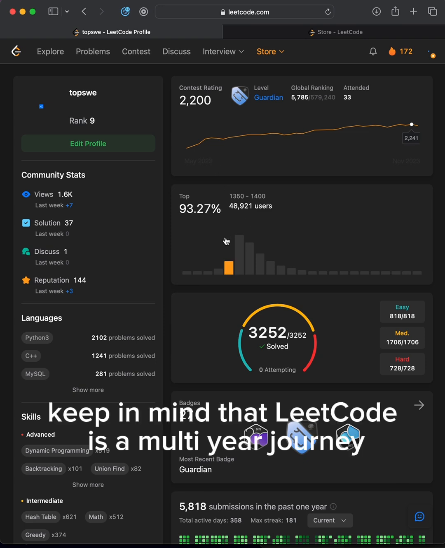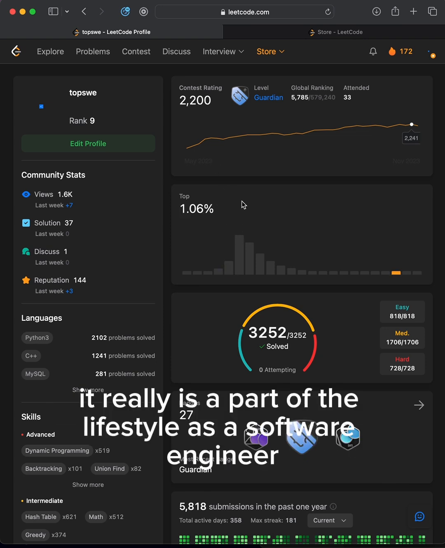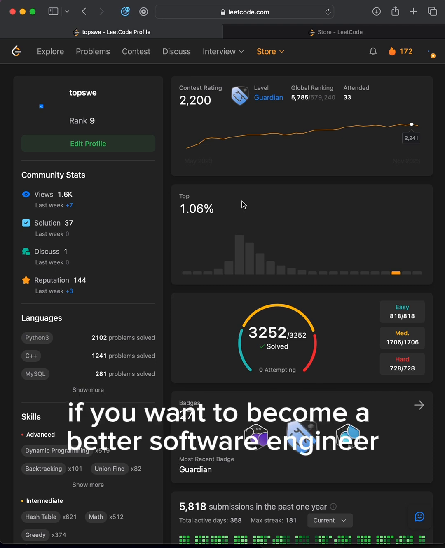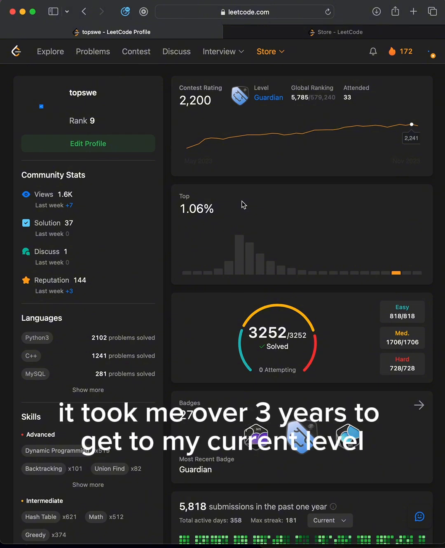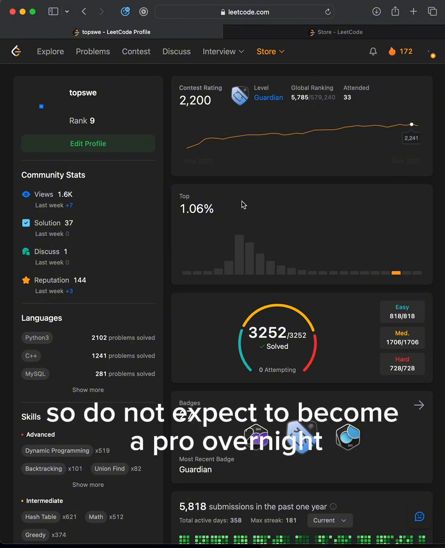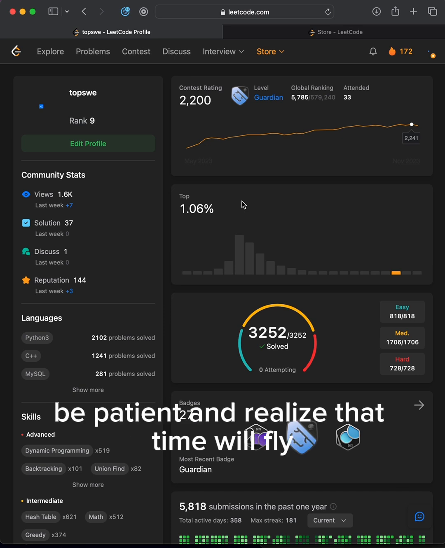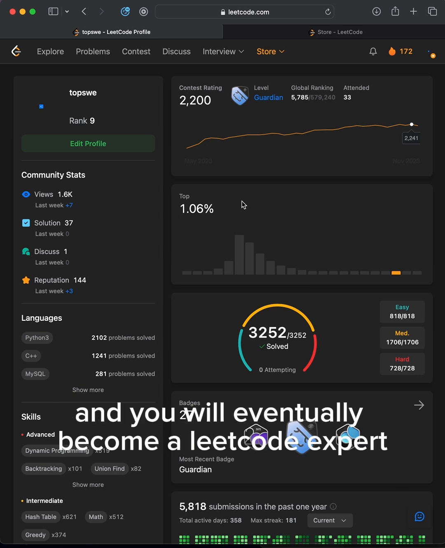Keep in mind that LeetCode is a multi-year journey. It really is a part of the lifestyle as a software engineer, if you want to become a better software engineer. It's something you will repeatedly encounter. It took me over 3 years to get to my current level, so do not expect to become a pro overnight. Be patient and realize that time will fly, and you will eventually become a LeetCode expert if you keep working hard.